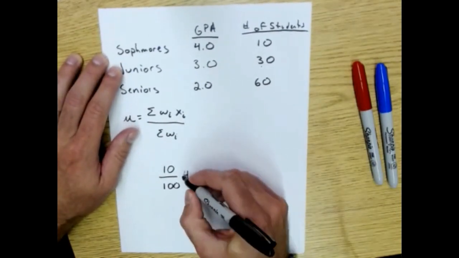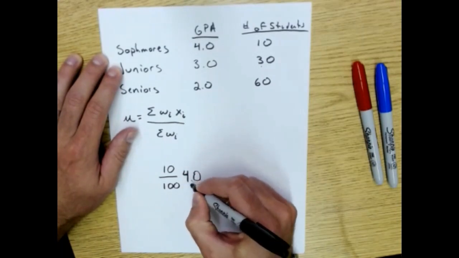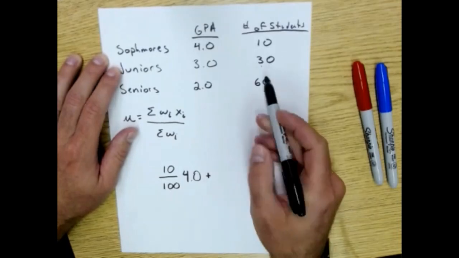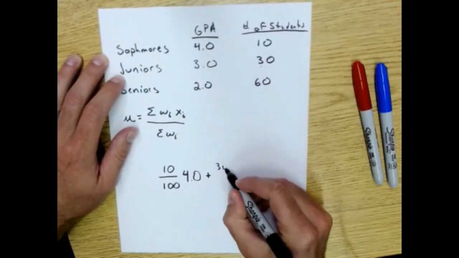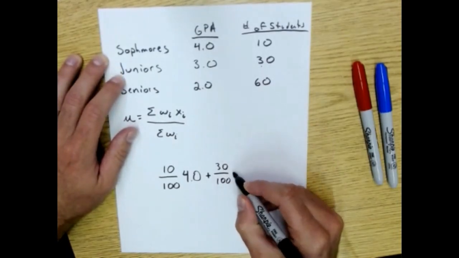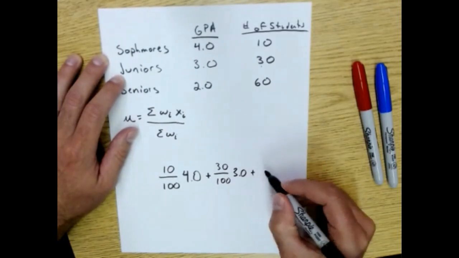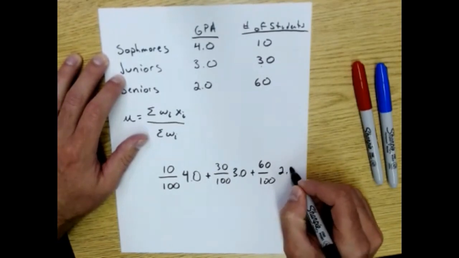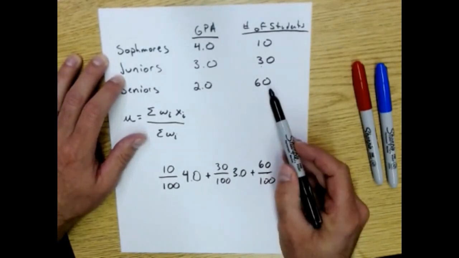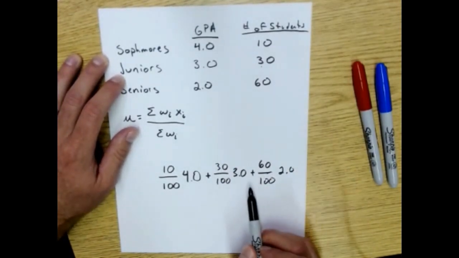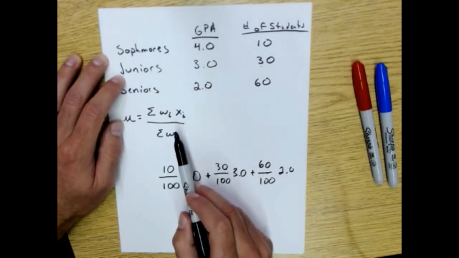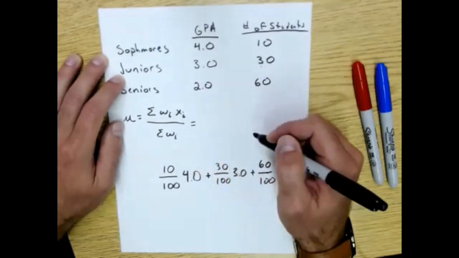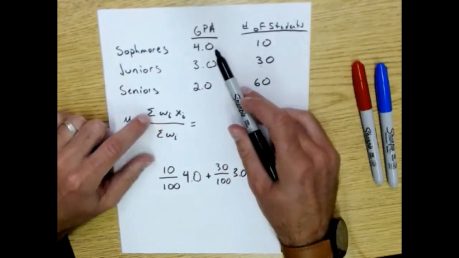So we're going to weight that GPA of 4.0 by 10 out of 100. And then the next category is 30 out of 100. So weight that GPA of 3.0 by 30 out of 100. And then finally, the last GPA we have of 2.0 represents 60 students. So this is maybe an easier way to think about it, but this equation is really going to do the exact same thing. So notice if I follow this equation, I go through each X value.